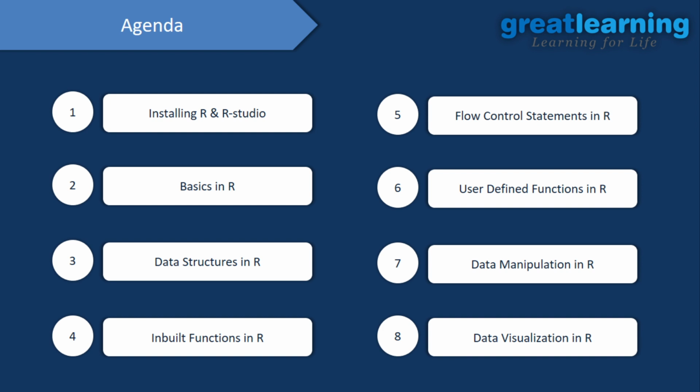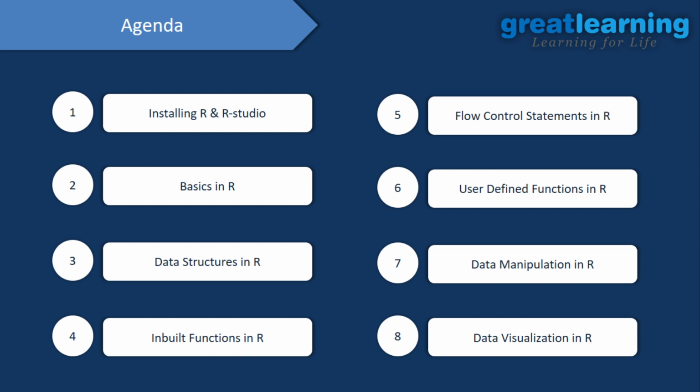Now, once we're done with all of these, we'll work with some flow control statements in R. When I say flow control statements, those are basically the if-else statements. Now, if-else statements are known as the decision-making statements, and apart from the decision-making statements, we've also got the looping statements. These looping statements are for and while.